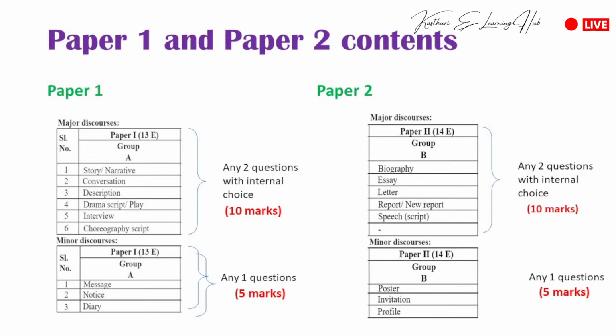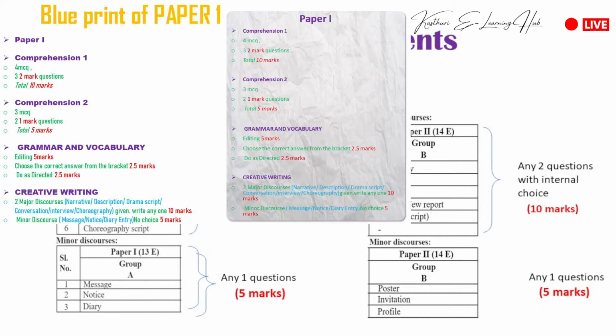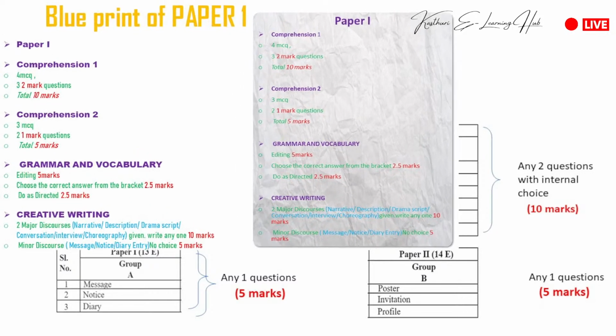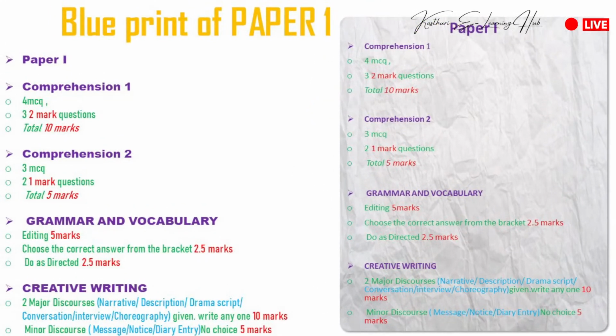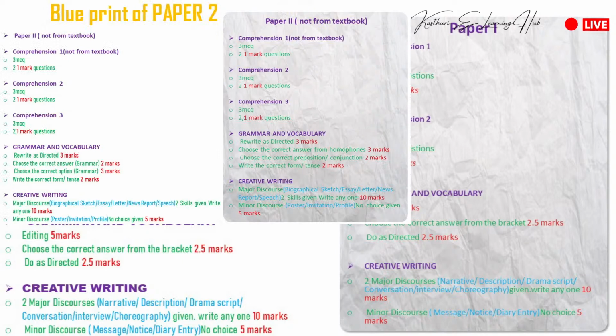Yeah, so here I have given you the creative writings, what all come for paper 1 and paper 2. Here in the paper 1 you can see story or narrative, then it is conversation, then description, or you have drama script or conversation, I think you can see that on the screen. So there is a choice for the 10-mark question. Okay, so you would either be given narrative or description, drama, script, or conversation. There is an internal choice. Okay, so you can choose any one of them and write.